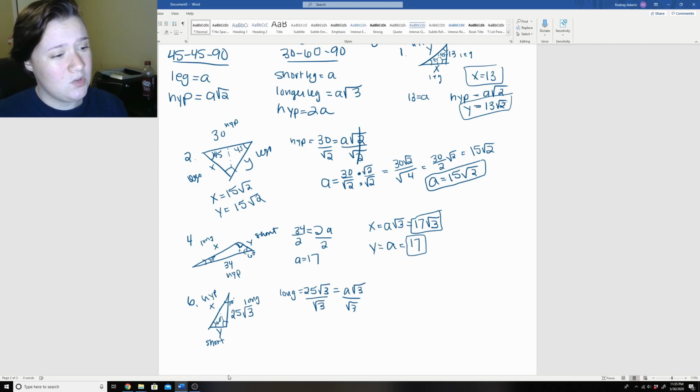Okay, and usually that would cause us to have to rationalize, but since we have square root of 3 on the top and bottom of the fraction, we can cancel them out. It's just going to give us that a is equal to 25, so that made things a little easier for that one.